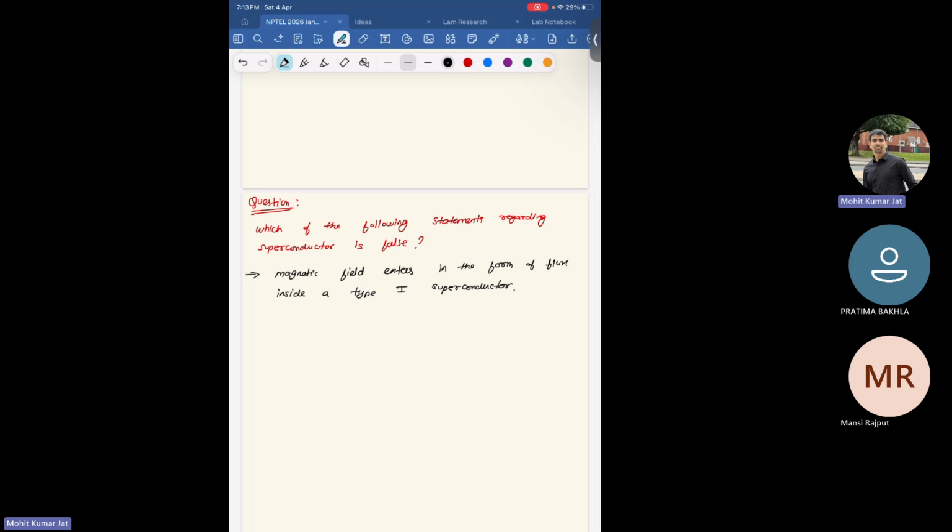Correct, this is the response I would appreciate. It is false, the reason being that the magnetic field passes through only type 2 superconductors, and that too in the form of quantized flux. So the answer is false.